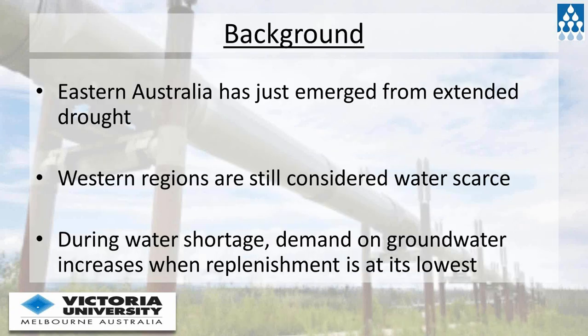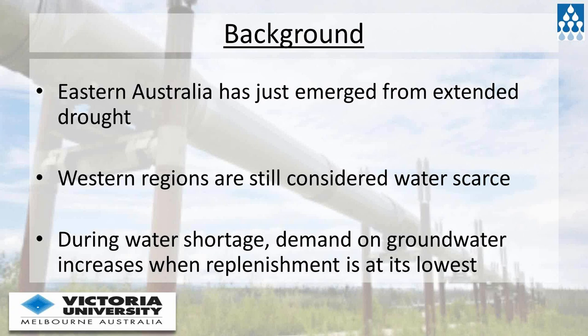So as a bit of a background, we're all aware that Eastern Australia has emerged from an extended period of drought about 2.5-3 years ago now. However, of course, we're also hearing that that La Nina weather pattern has probably come to an end, so we're probably about to start the next one. So this is something that's going to become important again probably in the next 5 years or so. There's also a lot of water scarcity still existing, particularly in the inland areas of Australia, and particularly in some of our mining areas.